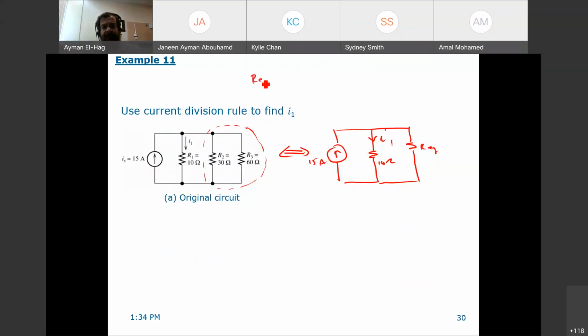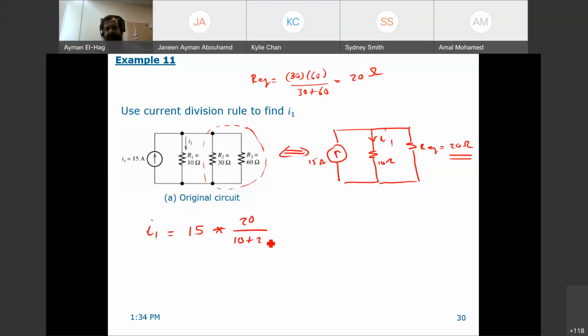Now, what is R equivalent? These are two resistors in parallel. So we will basically multiply their values, 30 times 60 divided by 30 plus 60, and this is equal to 20 ohm. Now, since I have two resistors in parallel, I can find I1. To find I1, it is the main current, 15 amp, times the other resistor, not the 10 ohm, the other one, which is the R equivalent, the 20, divided by the summation of the two, 10 plus 20. So this is 15 times 20 divided by 30. This is 1, this is 2, so this gives me 10 amp.